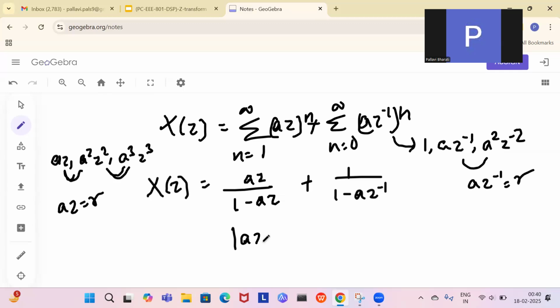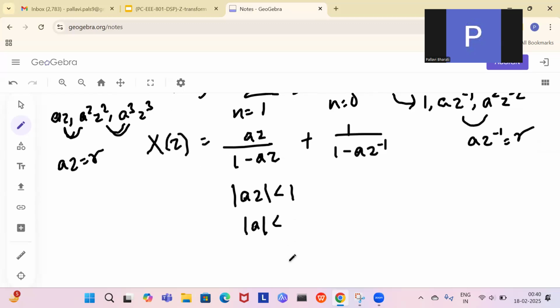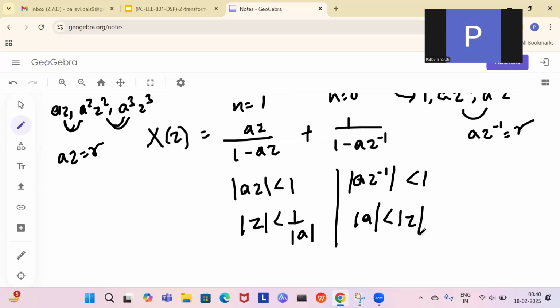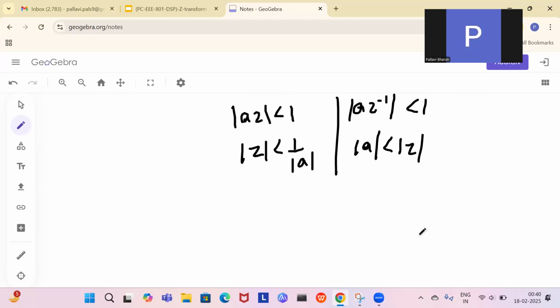Now, for finding the ROC, mod of az is less than 1. Mod of a is less than what? 1 by z, right? Or you can do one thing. Instead of taking this z to that side, we will take a to that side. So here it will remain mod z less than 1 by mod a. And if you take this one, then it is a z to the power minus 1 less than 1. Again, in this case, mod a is greater than mod z. So there will be two circles again. One circle will have the radius of 1 by mod a.